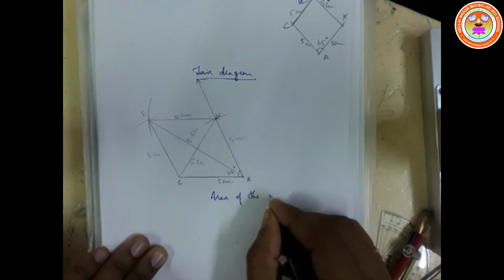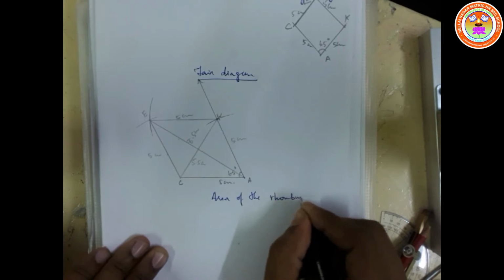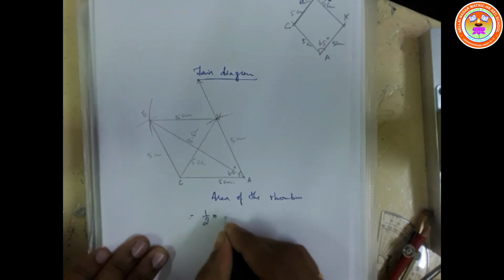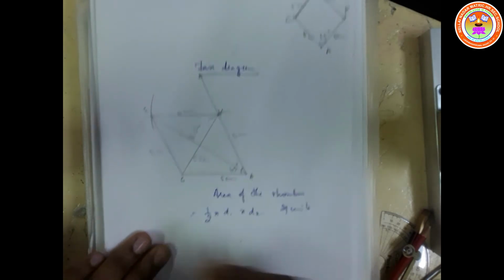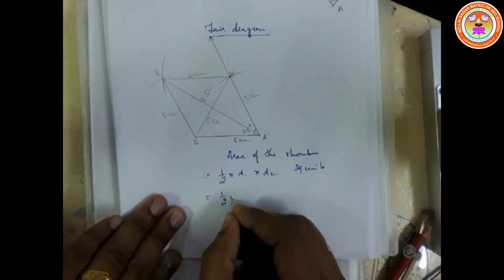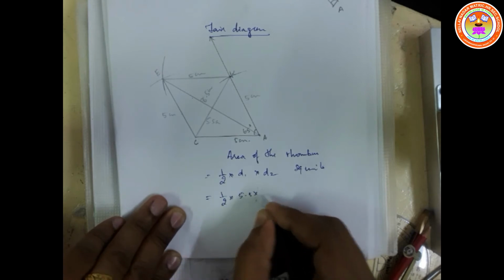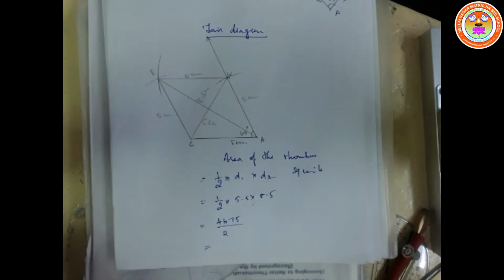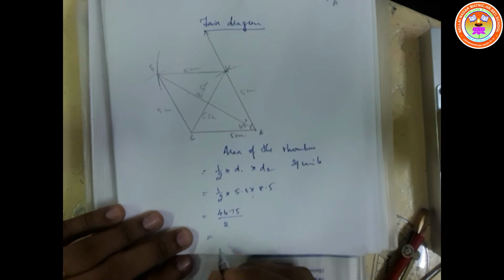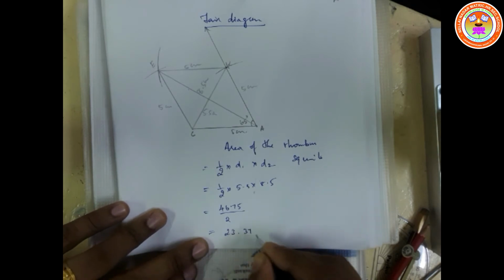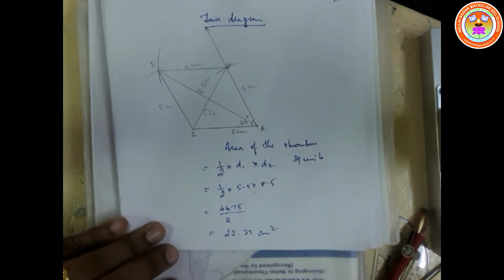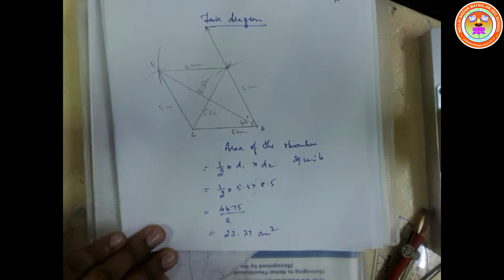Area of the rhombus. The formula is half into d1 into d2 square units. So which is equal to half into 5.5 into 8.5. If you substitute the values and simplify it, you will get 46.75 by 2. It is 23.37 centimeter square. Now we will move on to the next question.